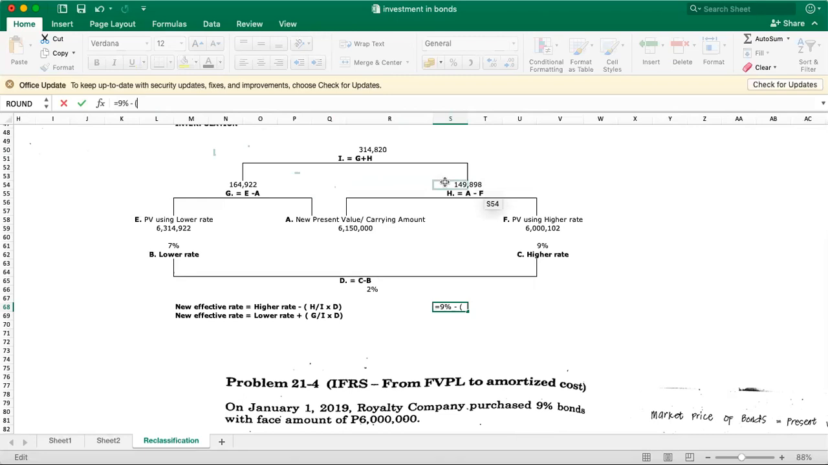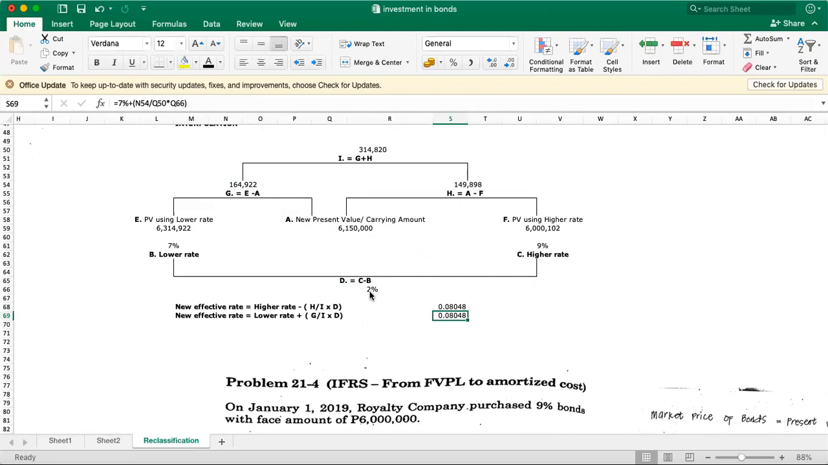That's H divide by ito times 2%. Let's see kung gaganang formula. Ito naman, let's use this one. That's lower rate, 7% plus ito, divide 314 times 2%. Diba? Same lang yung lalabas na sagot.